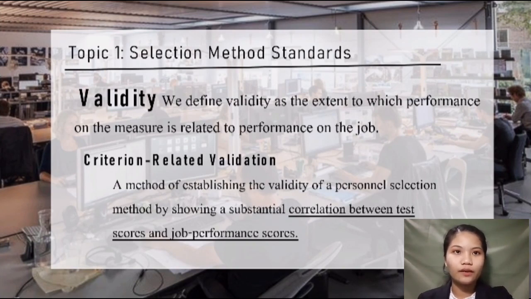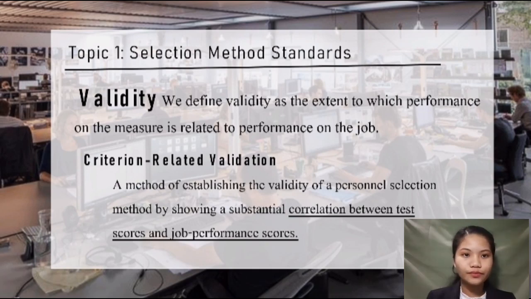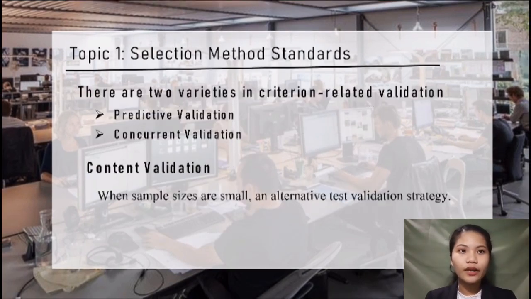Next is validity. We define validity as the extent to which performance on the measure is related to performance on the job. There are 2 ways to measure validity. First is the criterion-related validation, a method of establishing the validity of a personnel selection method by showing a substantial correlation between test scores and job performance scores. And criterion-related validity studies come in 2 varieties.